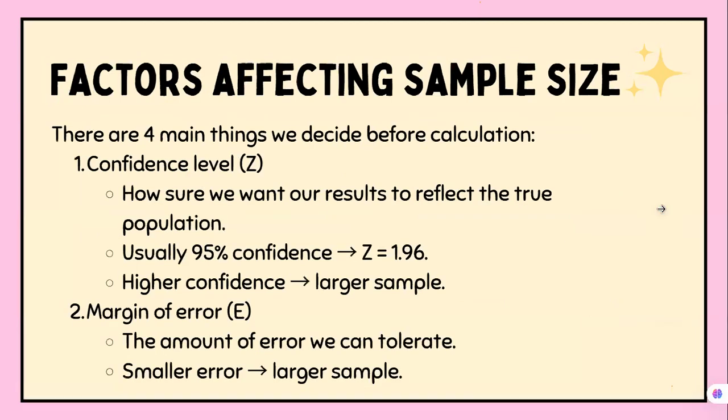Now we will see which factors influence our sample size, and these factors are basically decided before the research work. Okay? Before calculation. These factors are decided before calculation. What are the four main things?